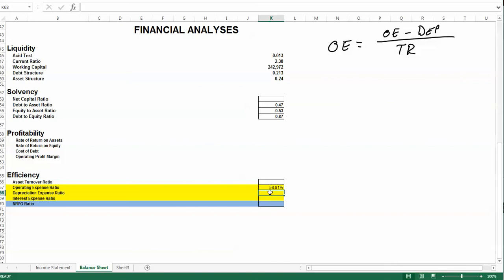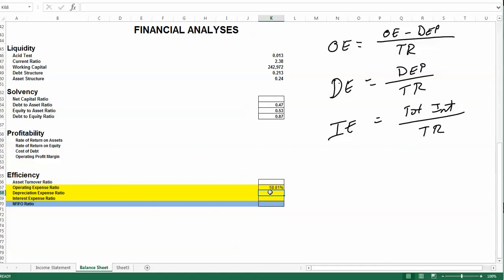Now the remaining 3 are really easy. For depreciation expense, the depreciation expense ratio is simply equal to depreciation divided by total revenue. The interest expense ratio is equal to total interest divided by total revenue, and the net farm income from operations ratio is simply equal to net farm income from operations over total revenue. So you see, really what these 4 ratios do is just segment the total farm revenue into the 3 expense categories and the profit.